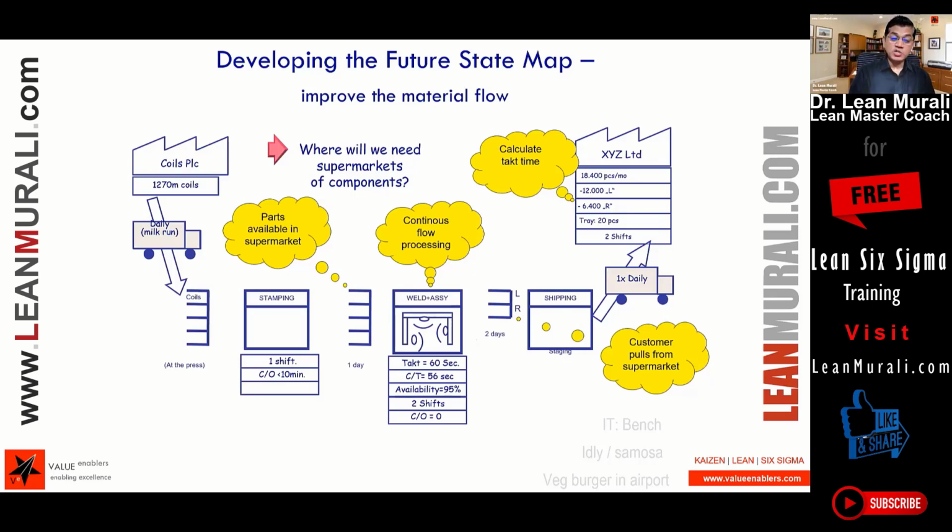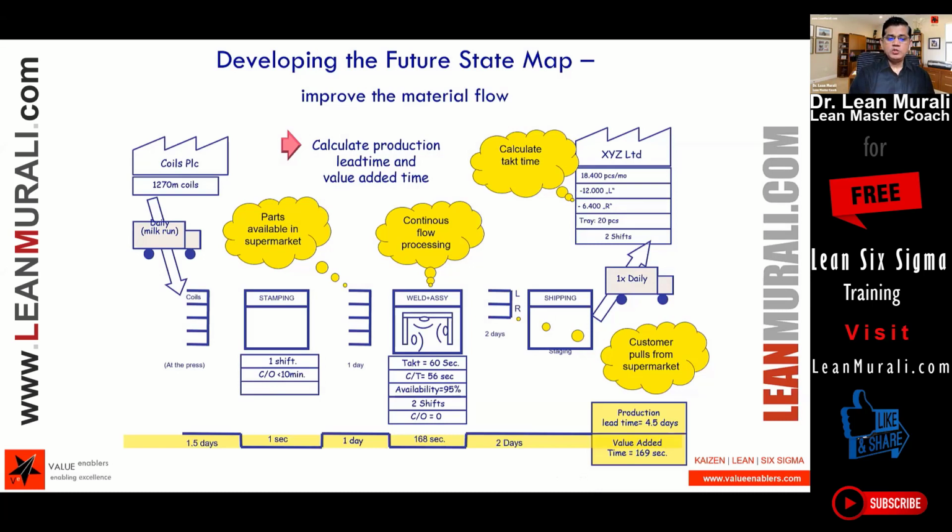And what is the trigger or mechanism by which we are filling the supermarket? That's where we are going to talk about Kanbans, that is a signboard, a signaling, anything that signals and says that I want this. So we'll calculate the production lead time and value added time. So instead of 5 days of coil, I think they have talked to the suppliers and reduced it to 1.5 days of coils. So now this is the future state that is shown.